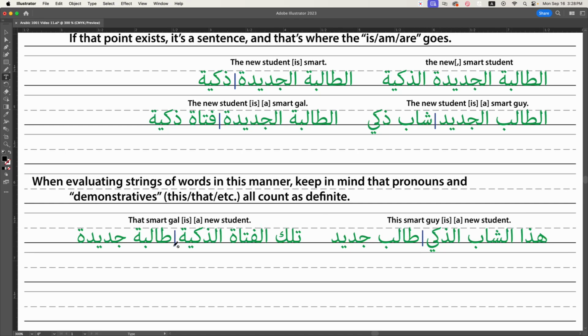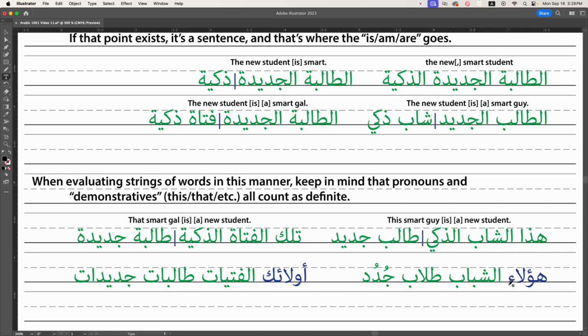There is a point at which we go from definite to indefinite. That is the point that tells us that this is a sentence rather than a phrase, and that is where the is, am, or are is going to go. Take a look at a couple of other examples. Here I'm using human plurals, and in the lesson about human plurals, I was in such a hurry to get to lunchtime that I didn't give you the words for these and those for human plural. So here they are. They're both mouthfuls.